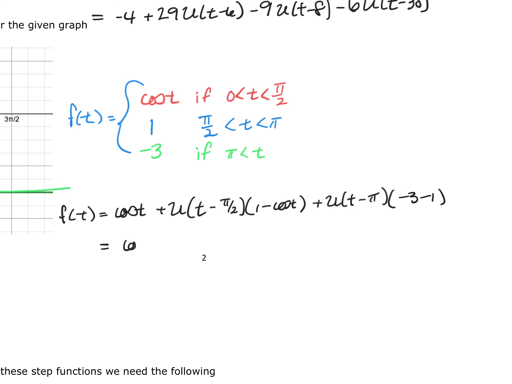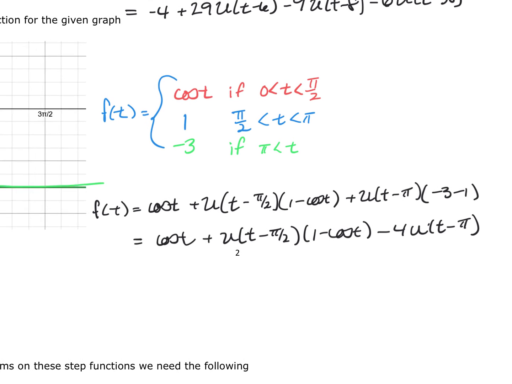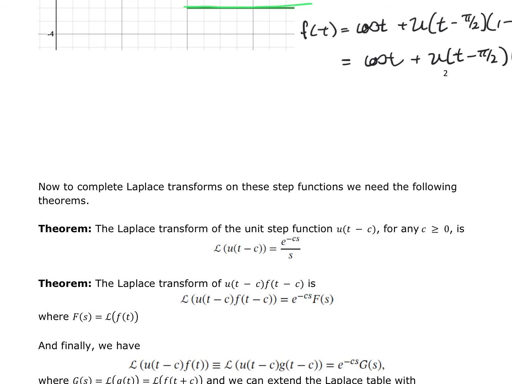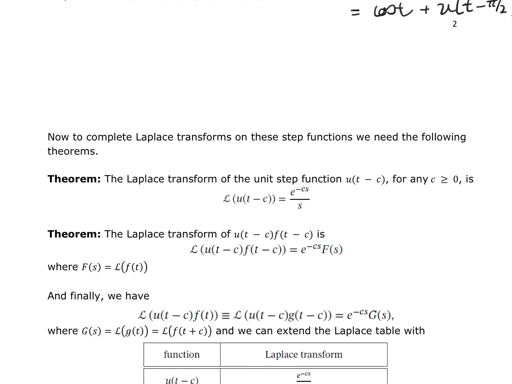So cleaning this up, I get the cosine of t plus u of t minus pi halves, 1 minus the cosine of t, and then minus 4 u of t minus pi. Okay, so now that we have done a couple of these piecewise functions and wrote them as Heaviside or unit step functions, we can now use Laplace transforms on these step functions when we use these following theorems.